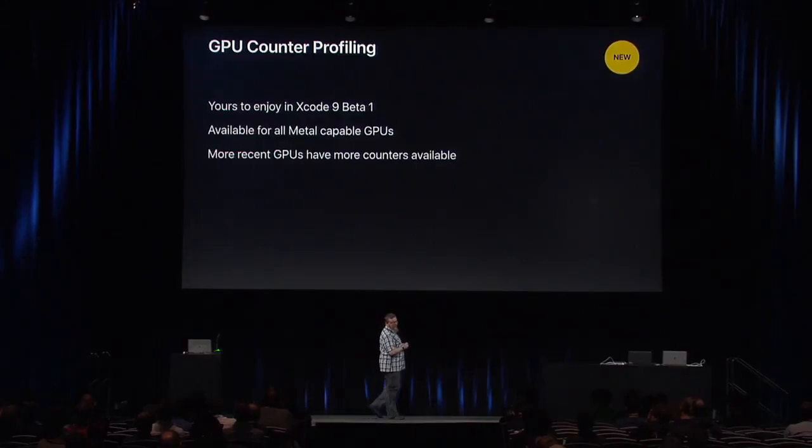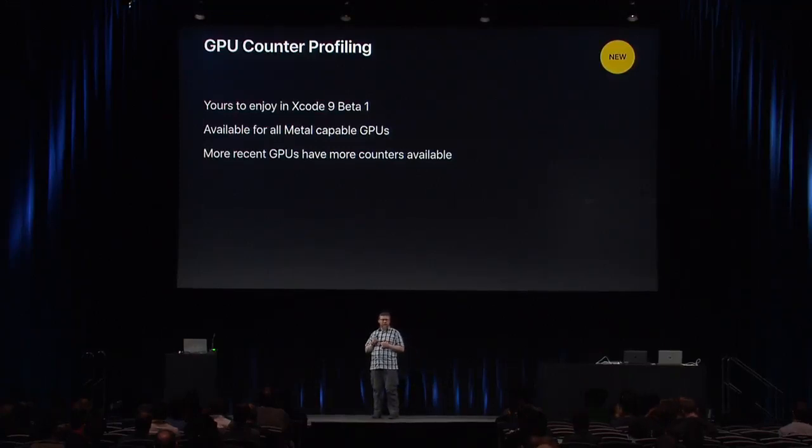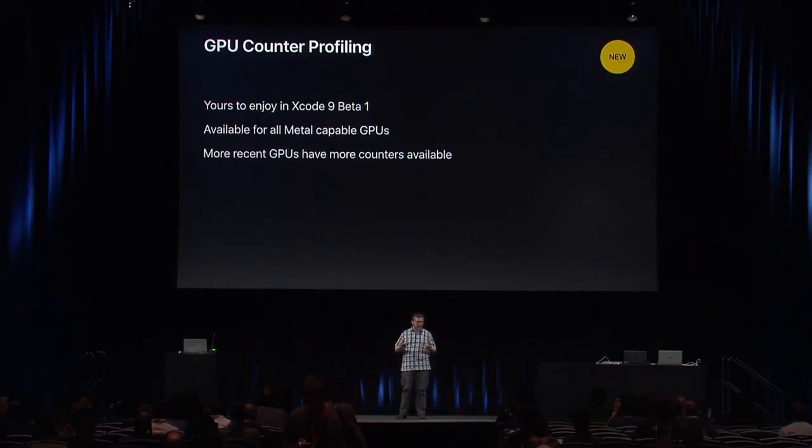So that's GPU counter profiling. Like all the new features we've talked about today, it's yours to enjoy in Xcode Beta 9, and it's available for all Metal-capable GPUs. You will find that more recent GPUs have more counters available due to the more modern nature of the GPU, but there's still a rich and very usable set available for all GPUs. However, we would love to hear feedback from you if you feel that there are particular counters that you aren't exposed to that would be particularly valuable. Please drop by the lab or file us a radar, and we'll be happy to investigate.